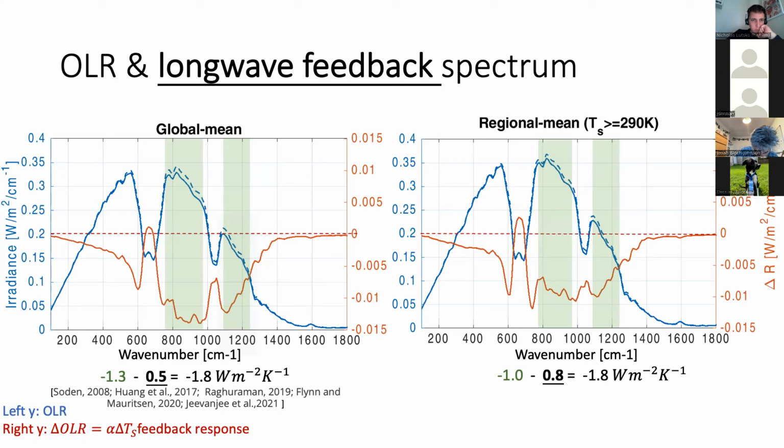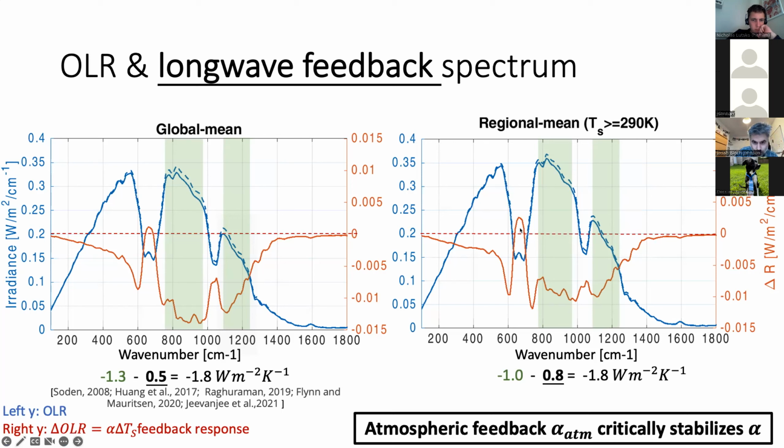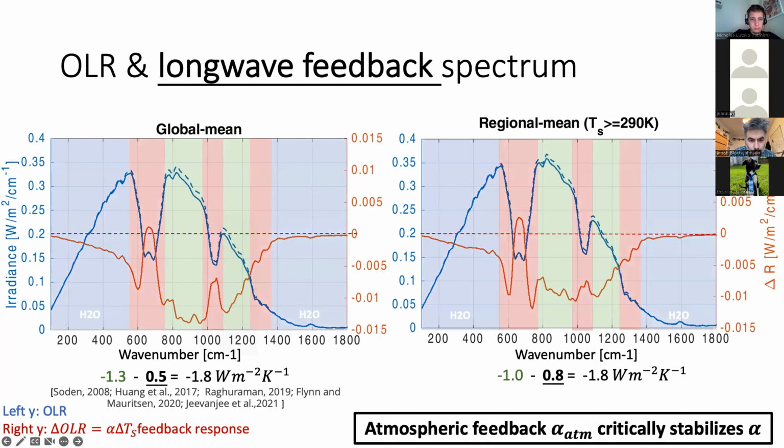And to further understand the source of the atmosphere feedback, we divide the absorption channels into bands that are more sensitive to water vapor and bands that are more sensitive to other greenhouse gases, and integrate the atmospheric feedback in the two spectral ranges separately.